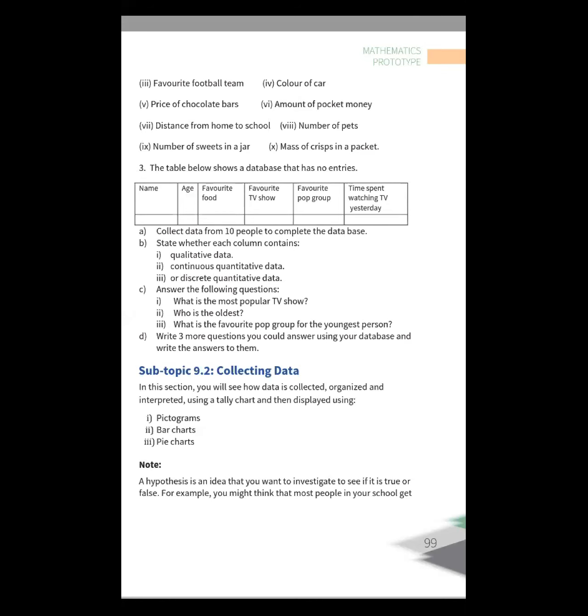And then me, 14. And then favorite food, grilled chicken. Favorite TV show, Sisters. Favorite pop group, NSG. And then time spent watching TV yesterday, 2 hours. So part B, for qualitative data, I got the name, the favorite food, favorite TV shows, and favorite pop groups. And then continuous quantitative data, I got time spent watching TV yesterday, and then the age. And then for discrete, I didn't get any. And then part C, the most popular TV show is Case Closed.